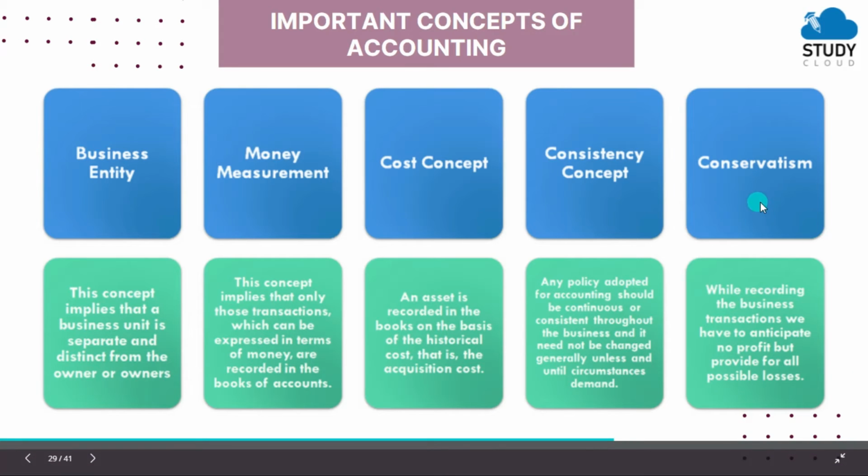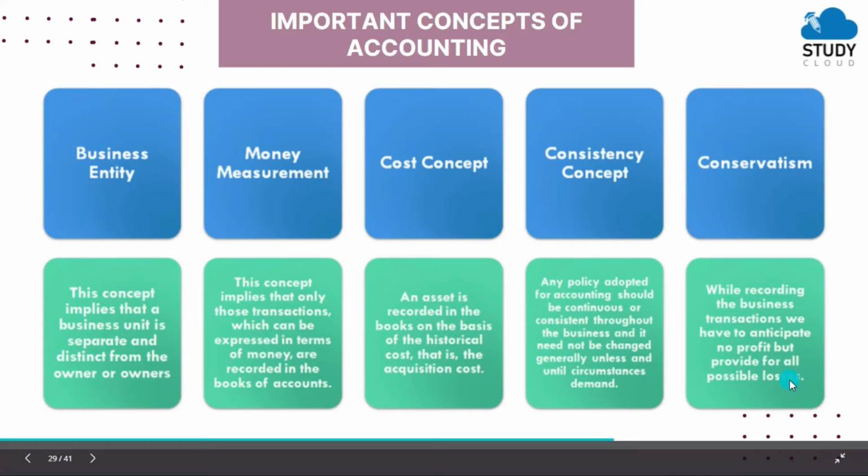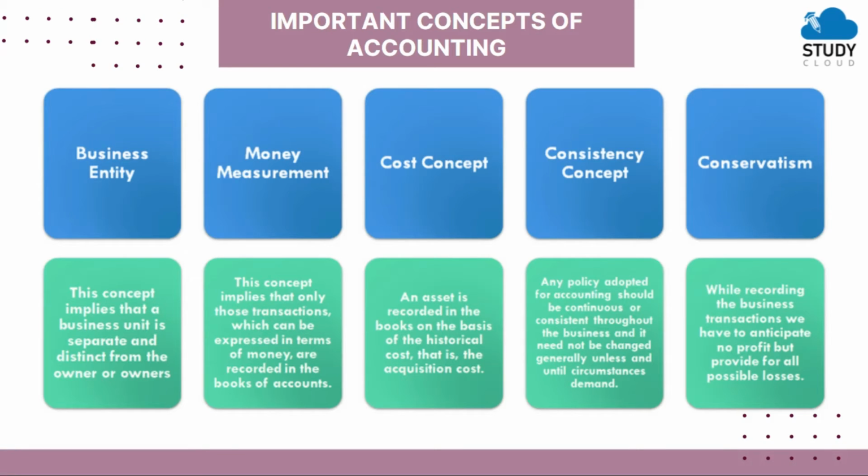Then next is conservatism. While recording the business transaction, we have to anticipate no profit but provide for all possible losses. Now this means policy to play safe. For example, if a closing stock's cost value is 10,000 and market value is 15,000, the value of closing stock should be considered as 10,000 only. Always take the lesser value.